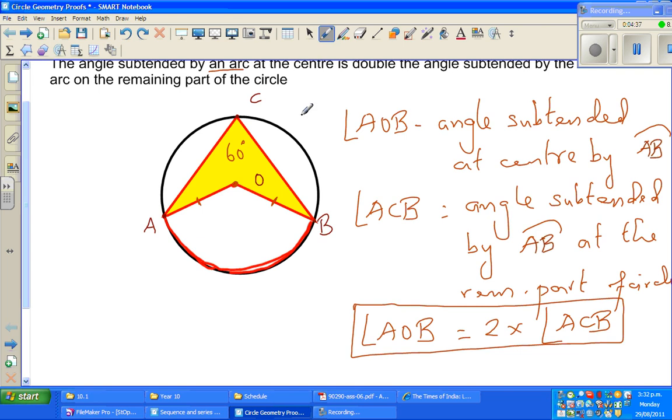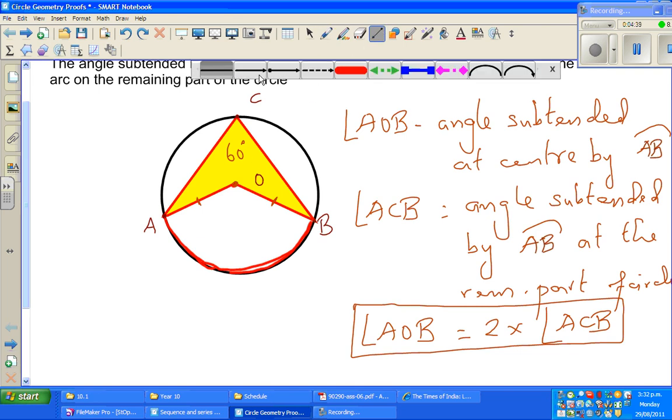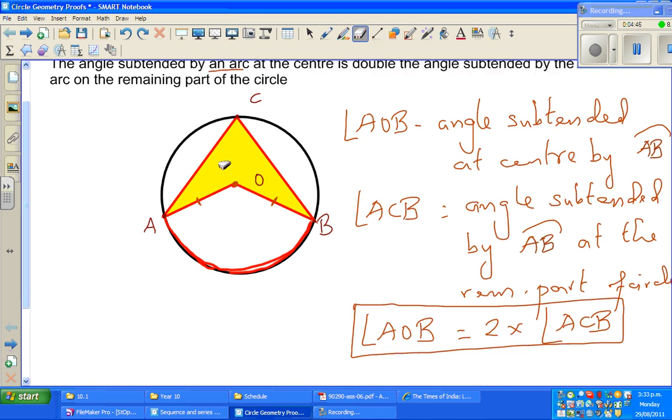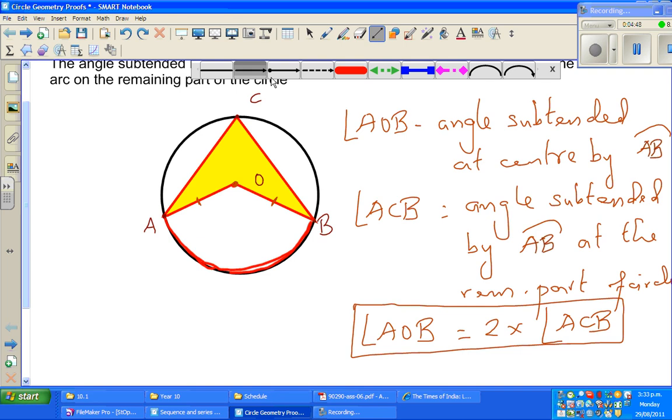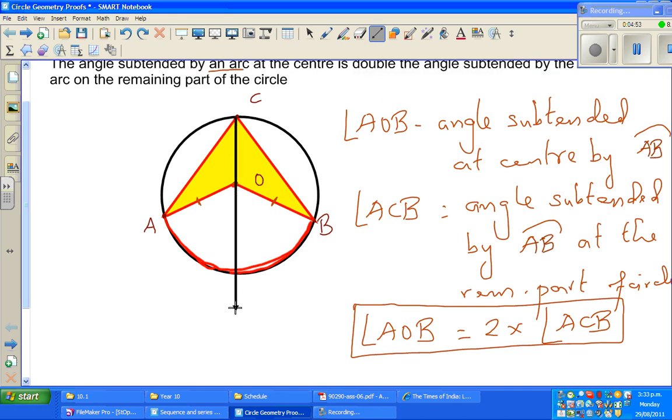Now I'm going to draw a ray from C passing through O. Let me remove this first. So let me draw a ray. So what have we got? Now this is a ray passing through C and O.